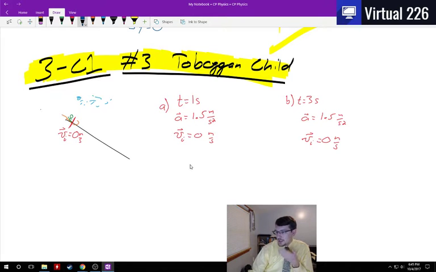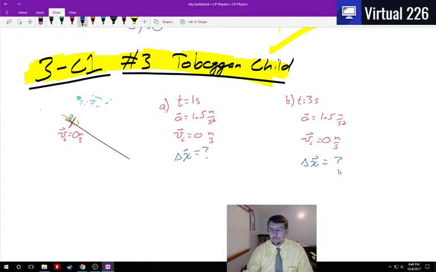Reading the problem again, if she starts at rest, how far has she traveled in? How far is referencing a distance or a displacement, okay? You didn't say, how far, you mean 10 seconds? No, how far is a distance, or a displacement. So we're looking for this delta x here. That's what we care about.